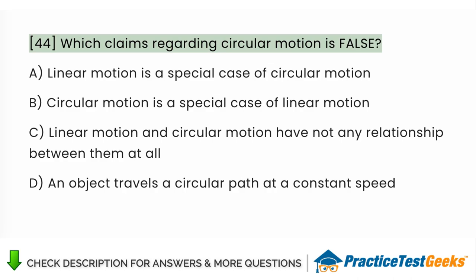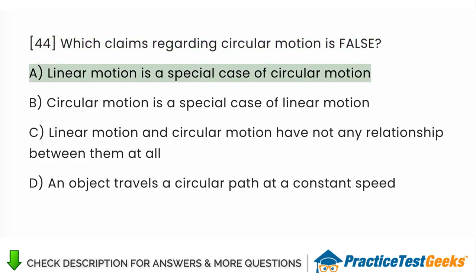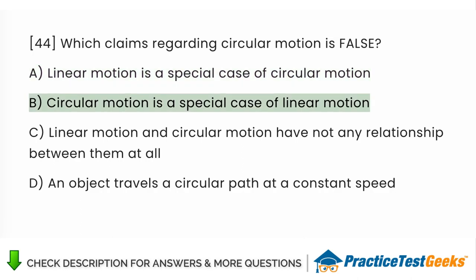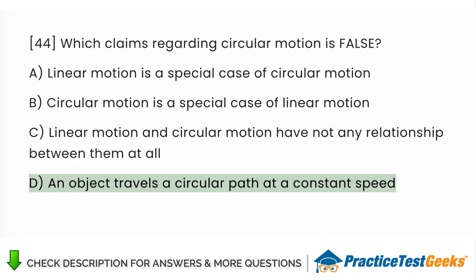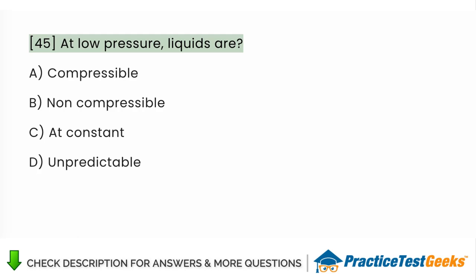Which claim regarding circular motion is false? A. Linear motion is a special case of circular motion. B. Circular motion is a special case of linear motion. C. Linear motion and circular motion have no relationship between them at all. D. An object travels a circular path at a constant speed. At low pressure, liquids are? A. Compressible. B. Non-compressible. C. At constant. D. Unpredictable.